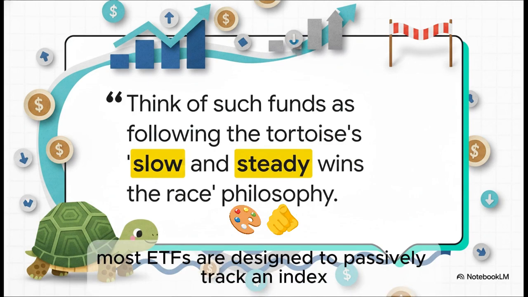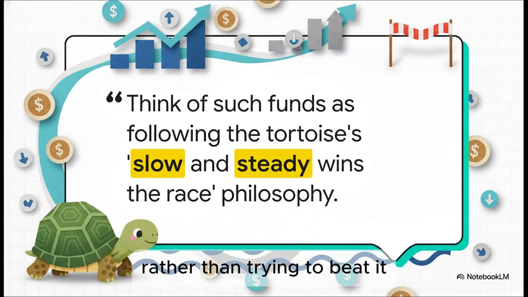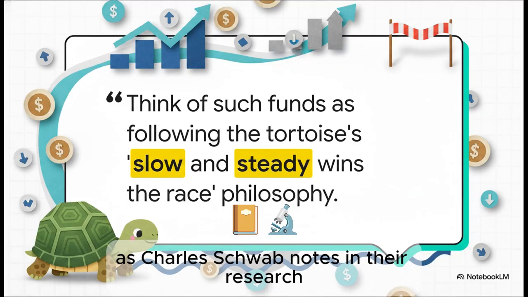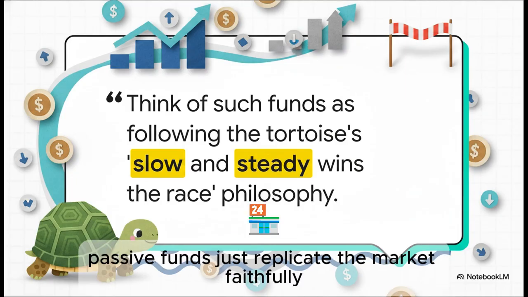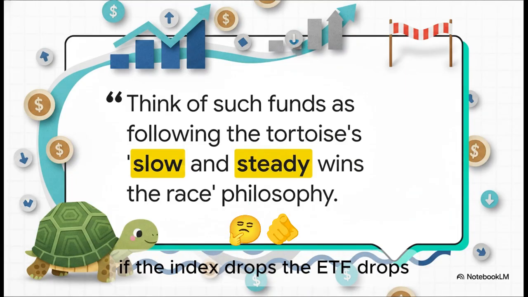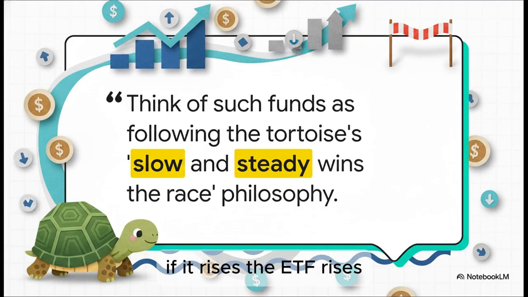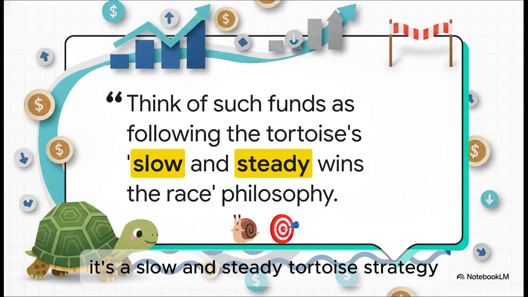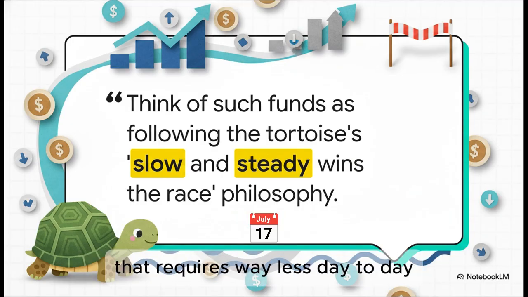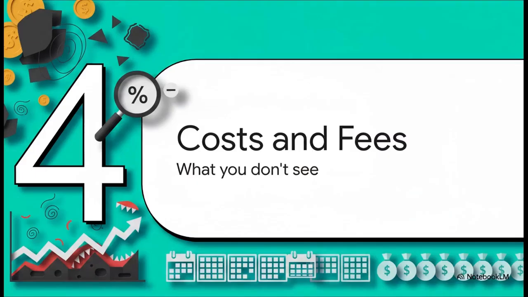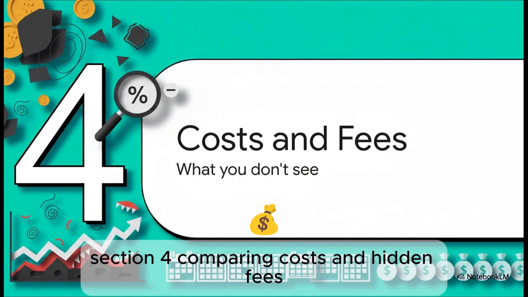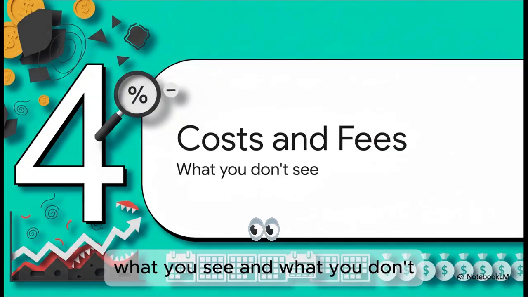Most ETFs are designed to passively track an index rather than trying to beat it with all that active stock picking. As Charles Schwab notes in their research, passive funds just replicate the market faithfully. If the index drops, the ETF drops. If it rises, the ETF rises. It's a slow and steady tortoise strategy that requires way less day-to-day intervention from a manager. Section 4, comparing costs and hidden fees. What you see and what you don't.